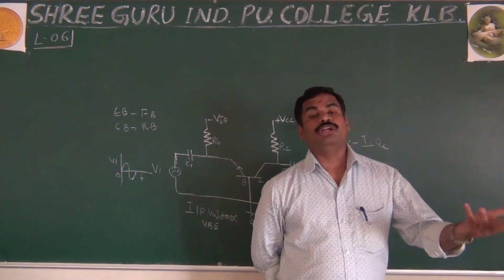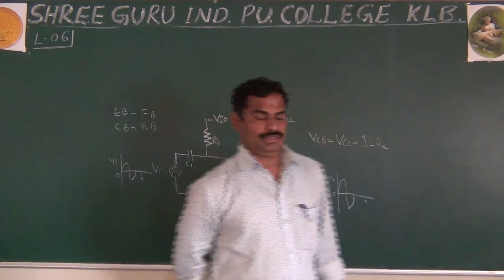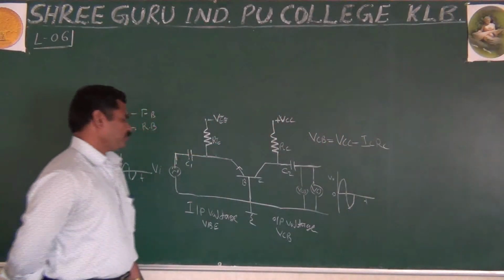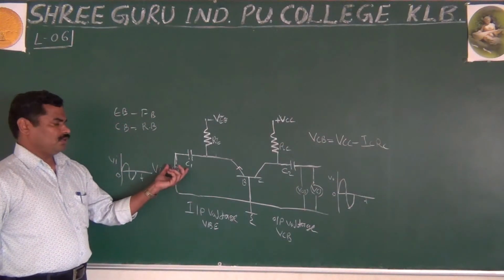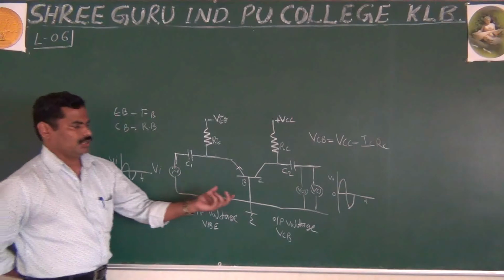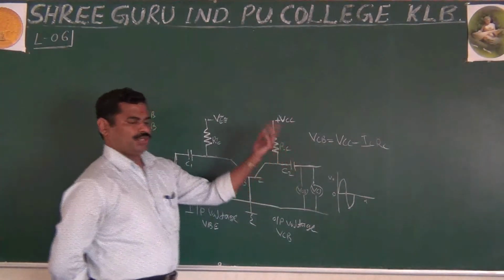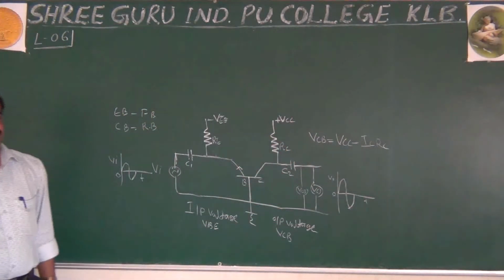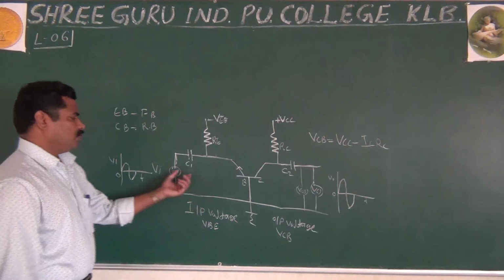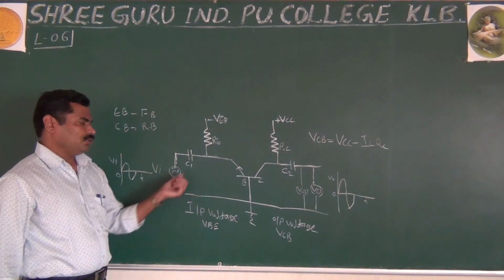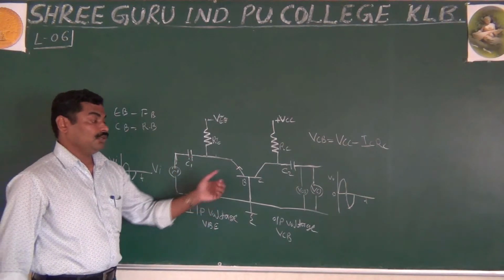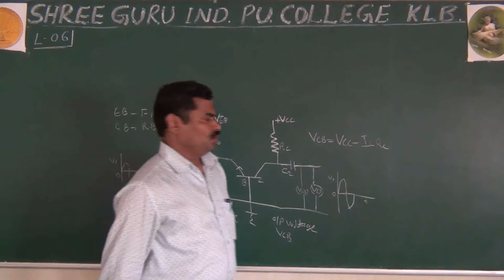Now we go for how it works. Especially, if you are not applying any input signal, we are not getting any output, and your Q point stays in the same place. And if you apply the input signal to the emitter-base section, then what happens to the output?